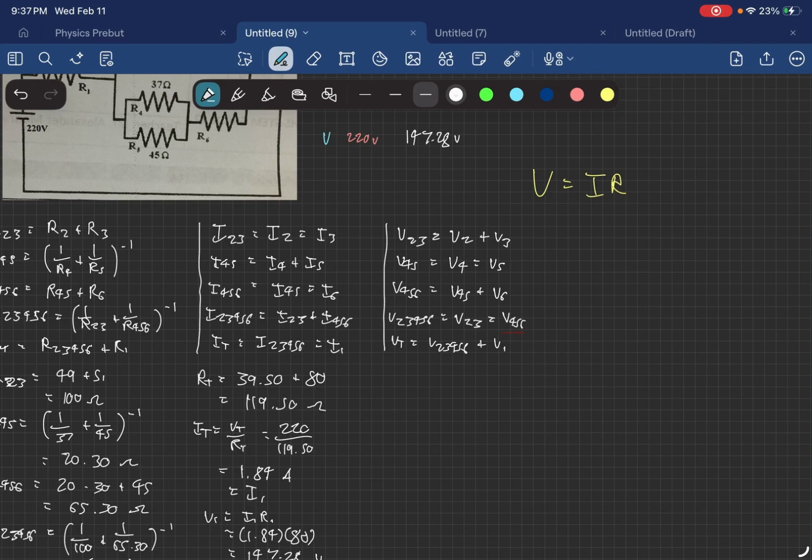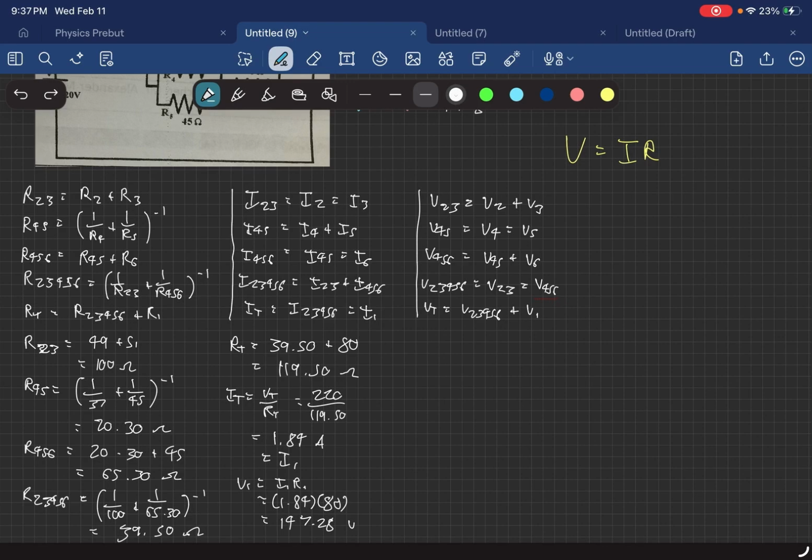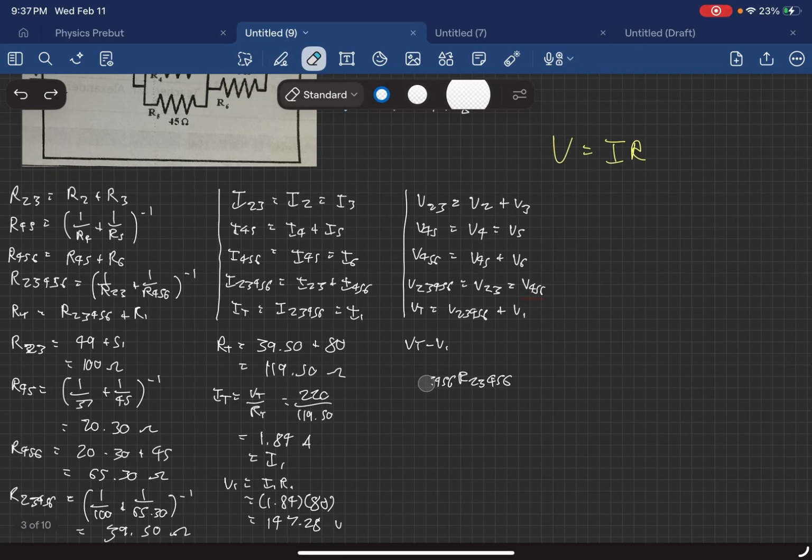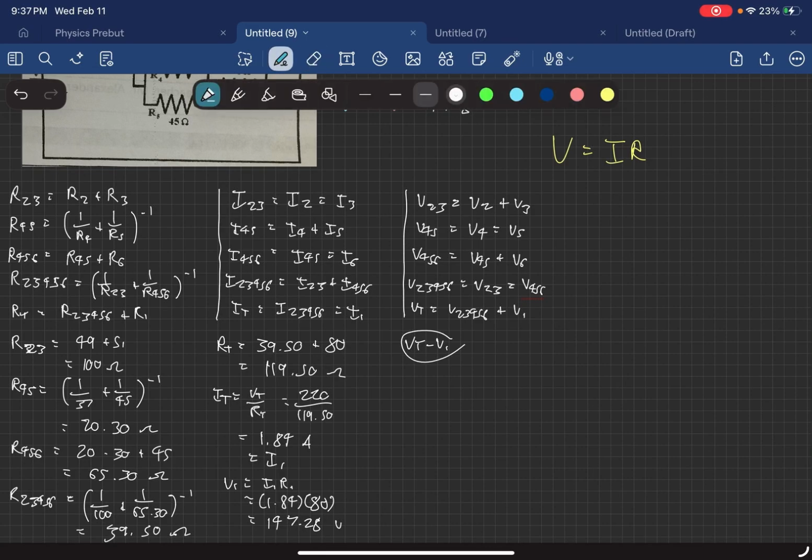Alright, so you can get V2 3 4 5 6 in two ways. You can look at this equation, VT minus V1, or you can do I2 3 4 5 6 times R2 3 4 5 6, because remember, we solved for this, and I2 3 4 5 6 is equal to IT and I1. Whichever you see first, but let's just do this one because I think that's what most people see first. So VT minus V1 is equal to V2 3 4 5 6.